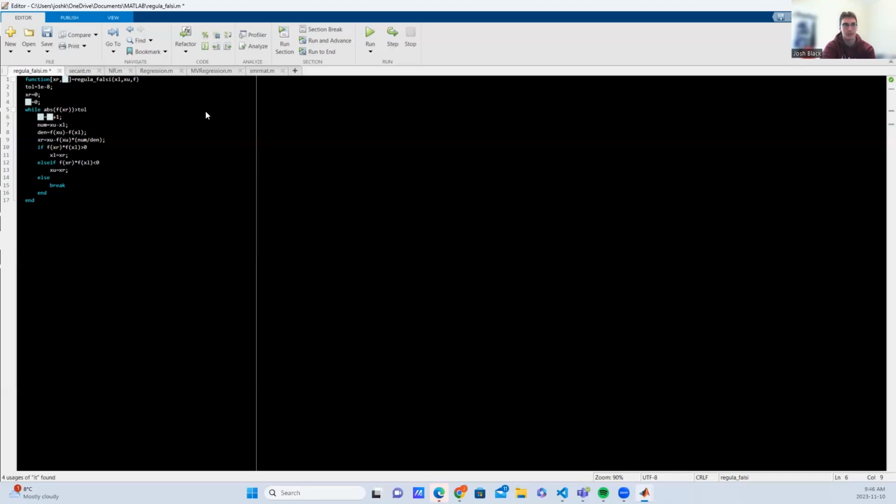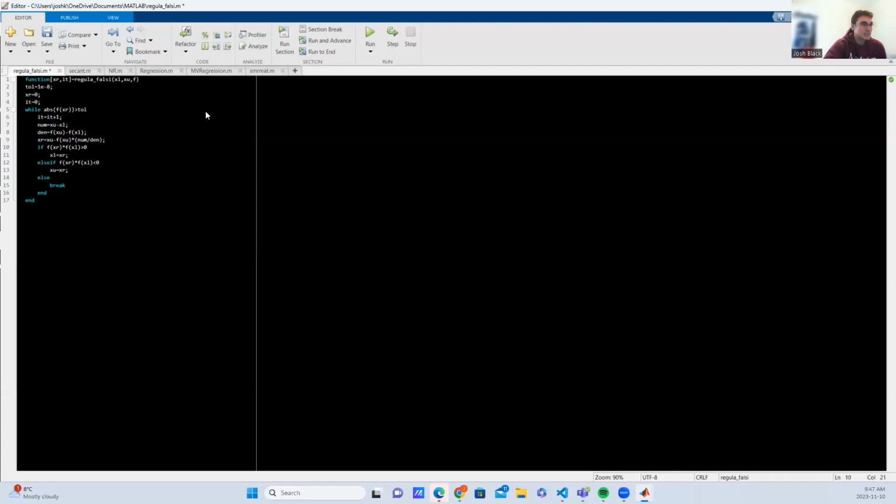Every time it iterates, it's going to increase the counter by 1. We do our numerator, which is the xu minus xl term, and the denominator, which is our y terms, f of xu minus f of xl. And then we have our root finding, which is going to be xu minus f of xu multiplied by the numerator divided by the denominator.